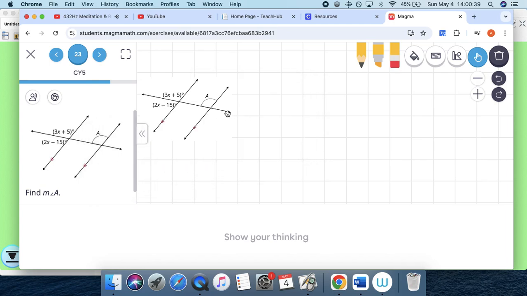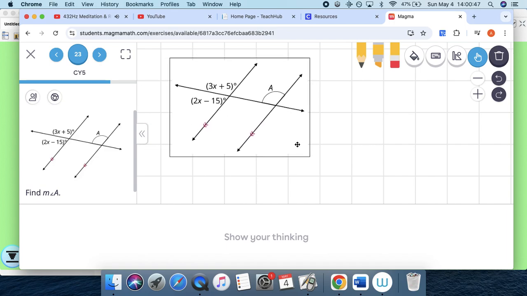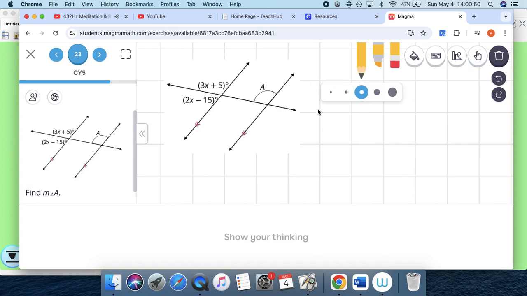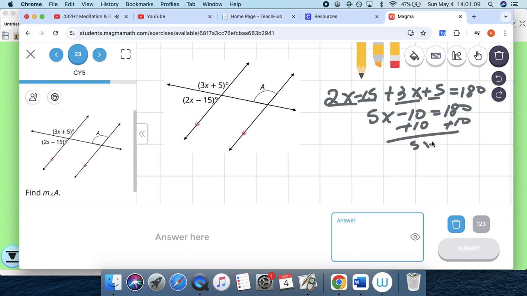I like these questions. So they want us to find the value of the variable and then substitute and find the value of the angle. Again, these two angles are supplementary, so 2x minus 15 plus 3x plus 5 equals 180. Combine like terms, this is 5x. Negative 15 plus 5 is negative 10, equals 180, plus 10 on both sides. 5x equals 190. Divide by 5, divide by 5. X equals 38.